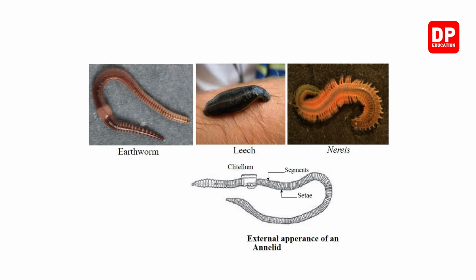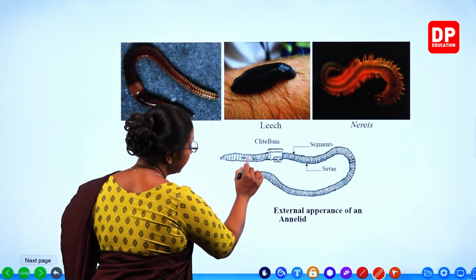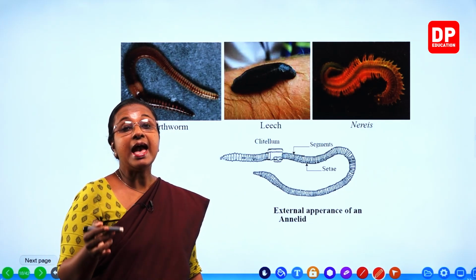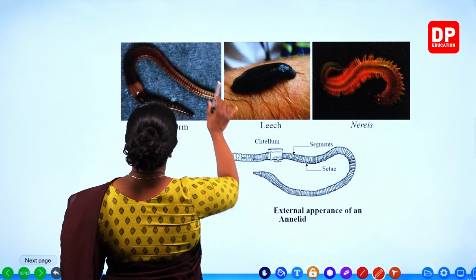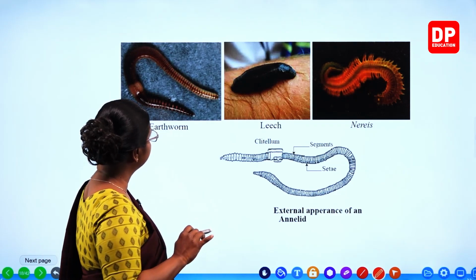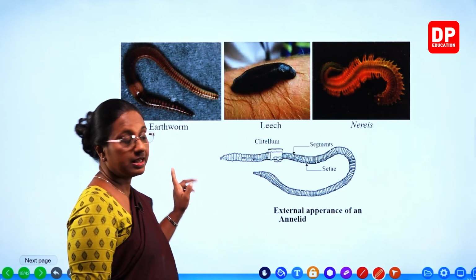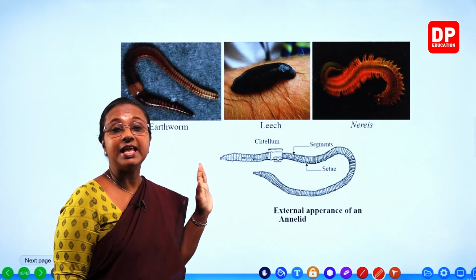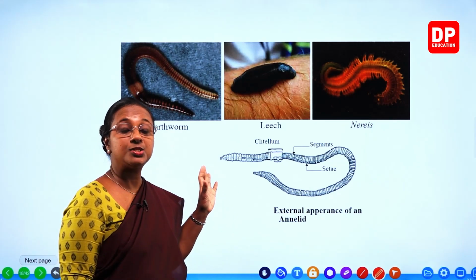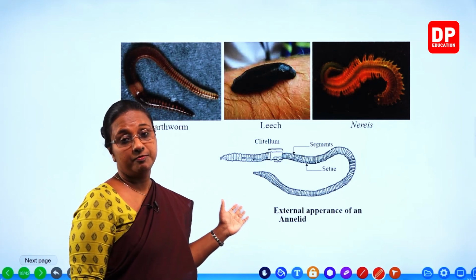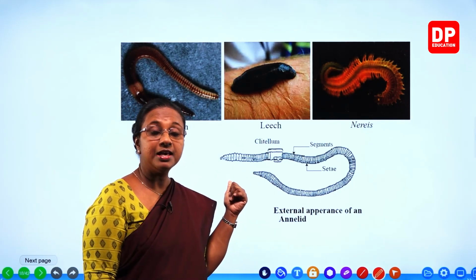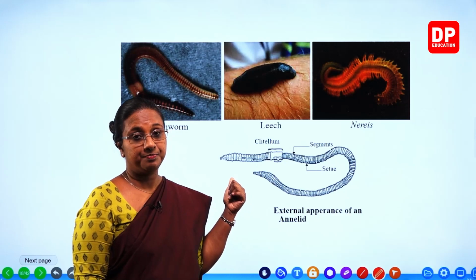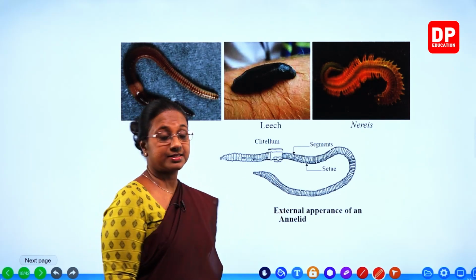Here also is the external appearance of an annelid, but it belongs to phylum Annelida. So here you can see these segmentations. They are internally and externally segmented. Is that clear? So here you can see the examples: an earthworm, a leech and a nereis. All of them have both internal and external segmentation. So that's why we call them segmented worms. They all belong to phylum Annelida. The same way the organism also belongs to phylum Annelida. So with that, I'll move on to the next question.